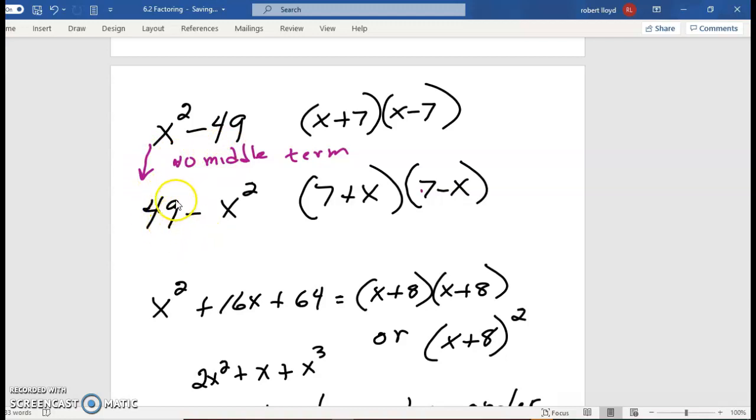So again, when we factor this, we're going to have our x and x, only it's going to be in the last position in the parentheses instead of the first. And then we'll have 49, the square root of that is 7, so we're going to have 7 plus x and 7 minus x. So again, we have no middle term.